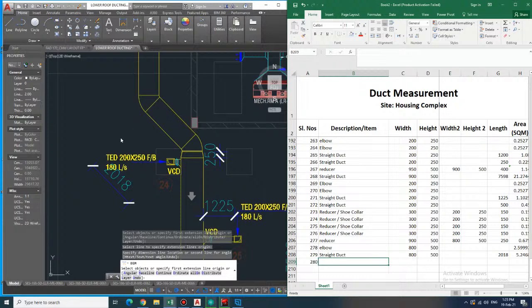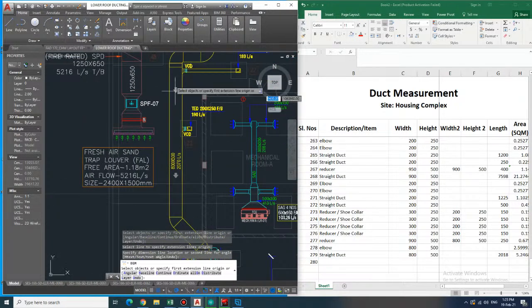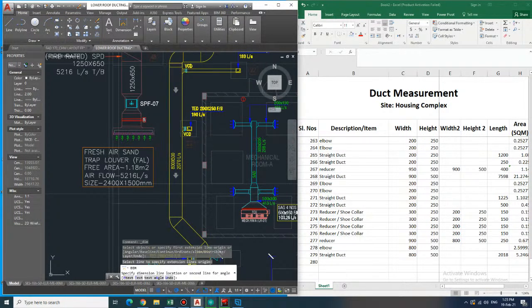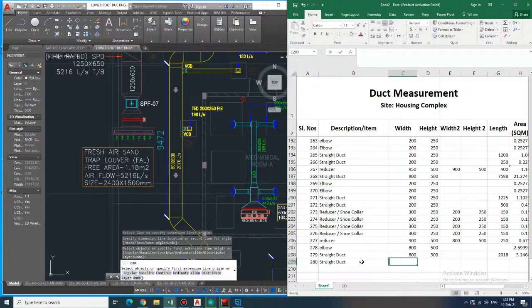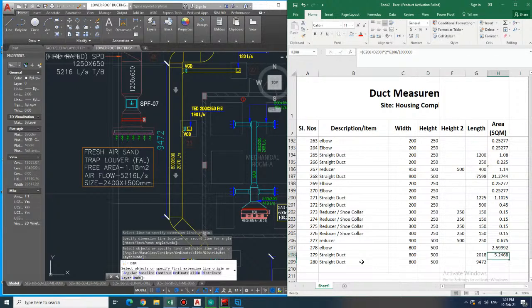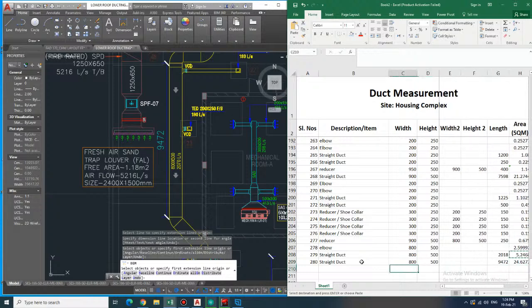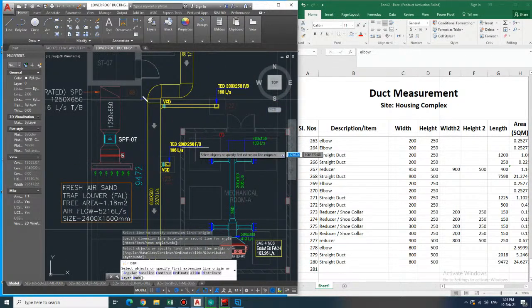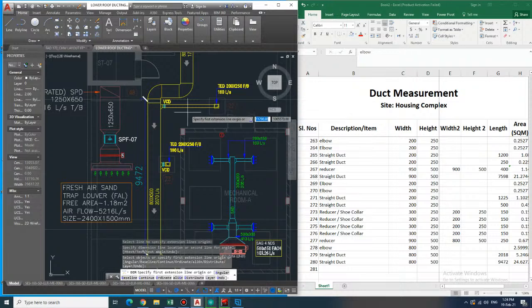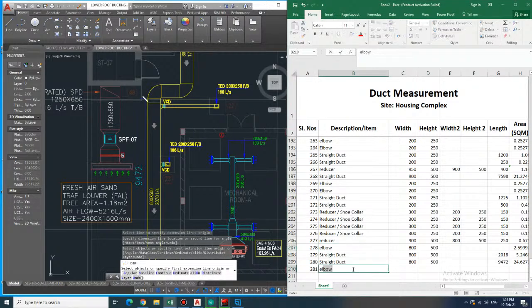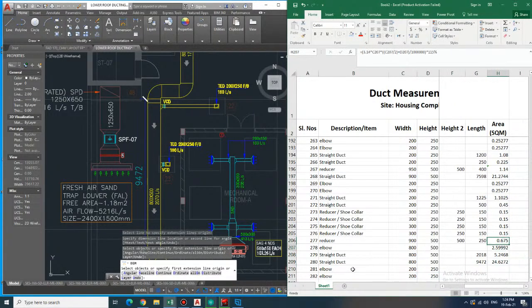280. Again straight HVAC duct, 800 by 500. Length 9472. 281. Go to the two elbows, one elbow here, one elbow here. These two branches will calculate. So apply 2 elbows, 200 by 250. Elbow 200 by 250. Apply the elbow equation.